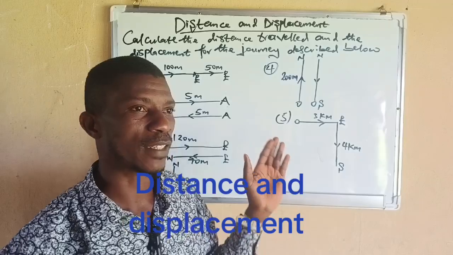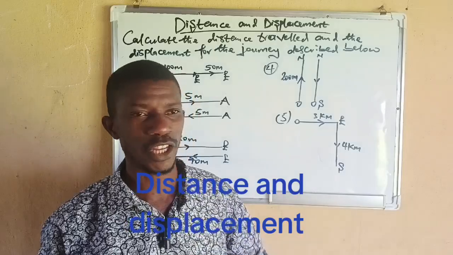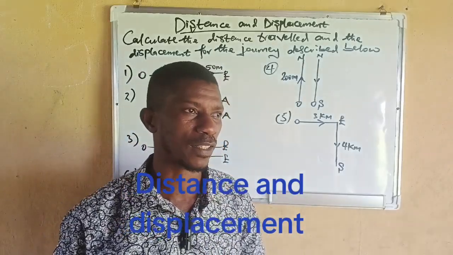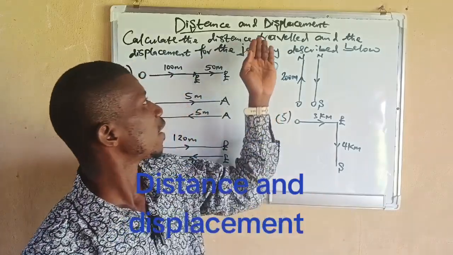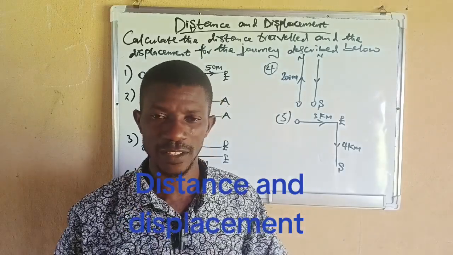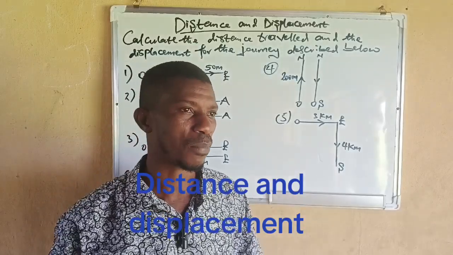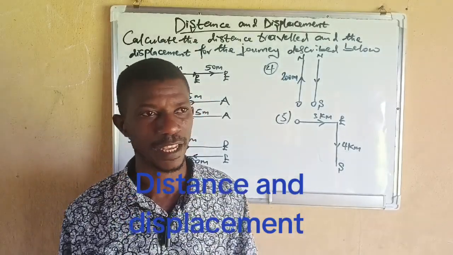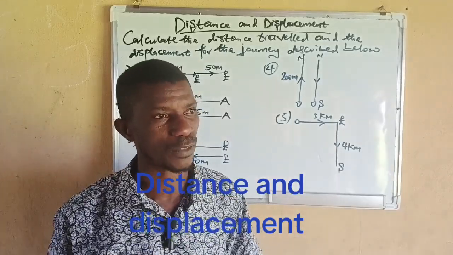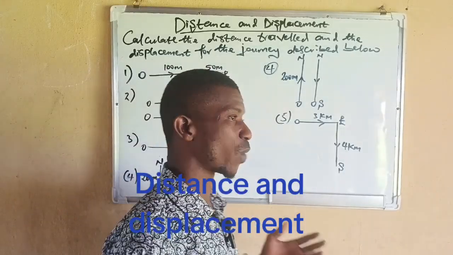While displacement is a straight line distance between the initial point and the final point. I repeat, displacement is a straight line distance between the initial point and the final point, that is, the starting point and the end point. The straight line distance between them is displacement. Now let us discuss these questions one after the other.